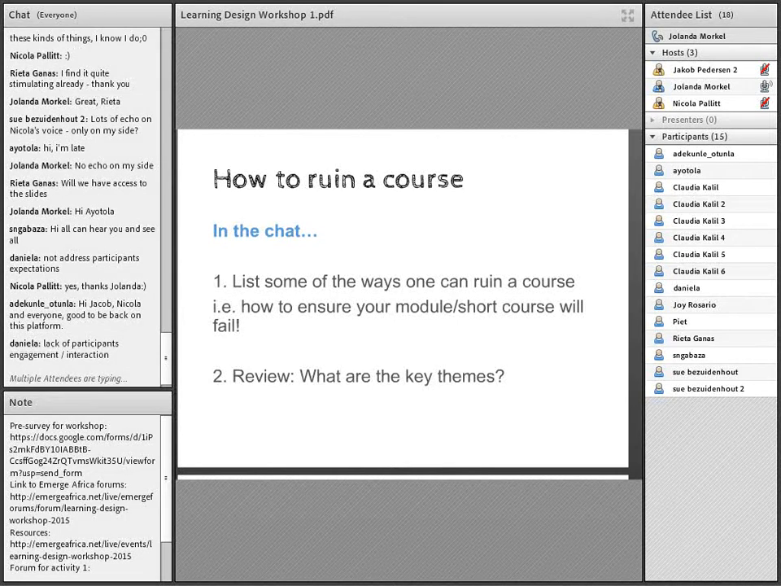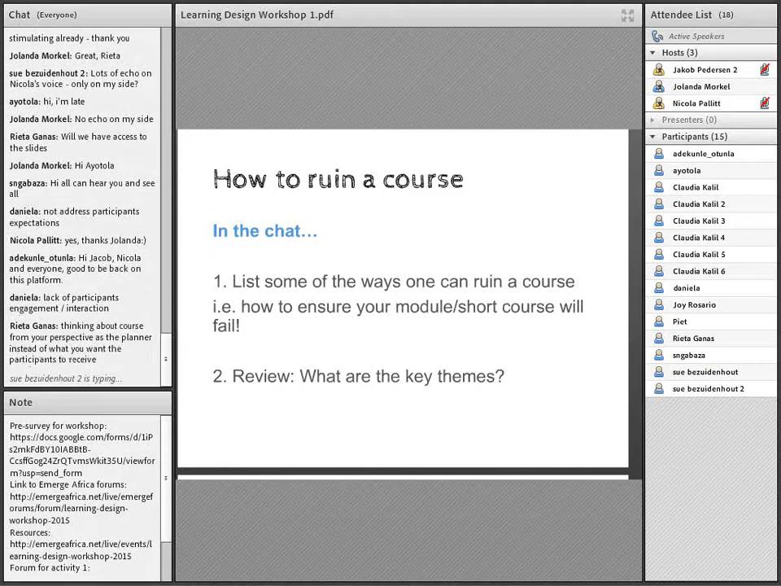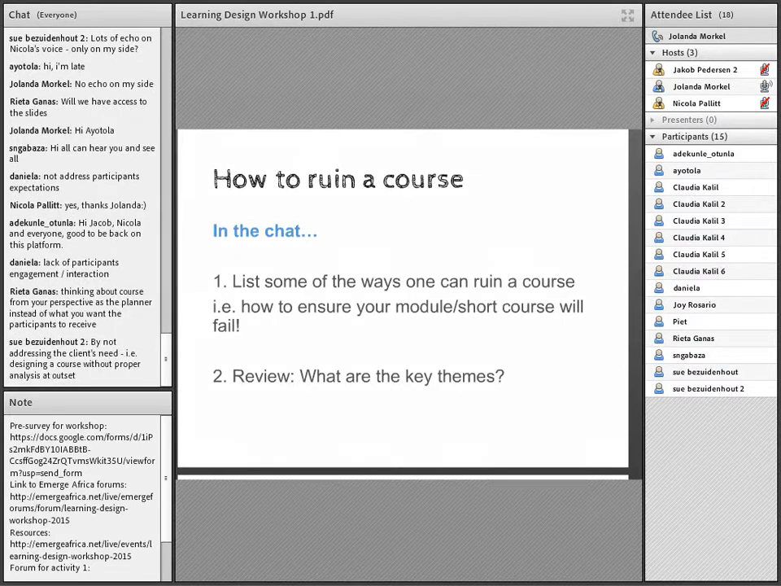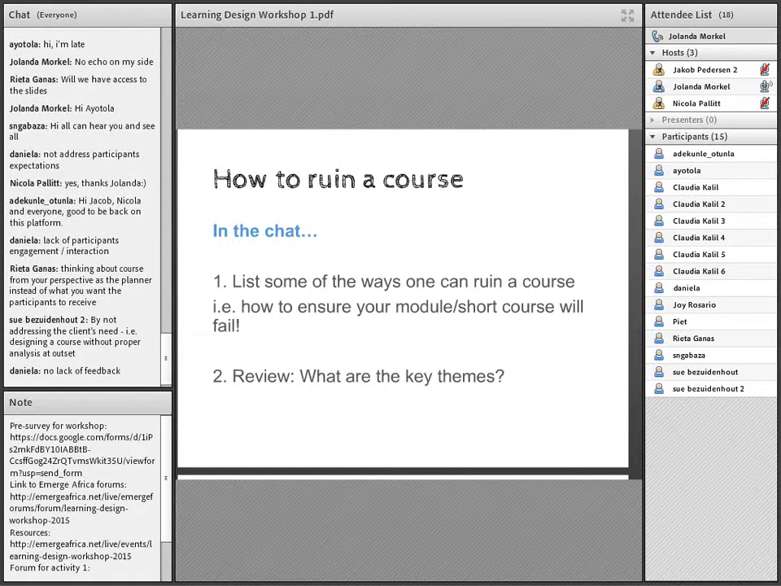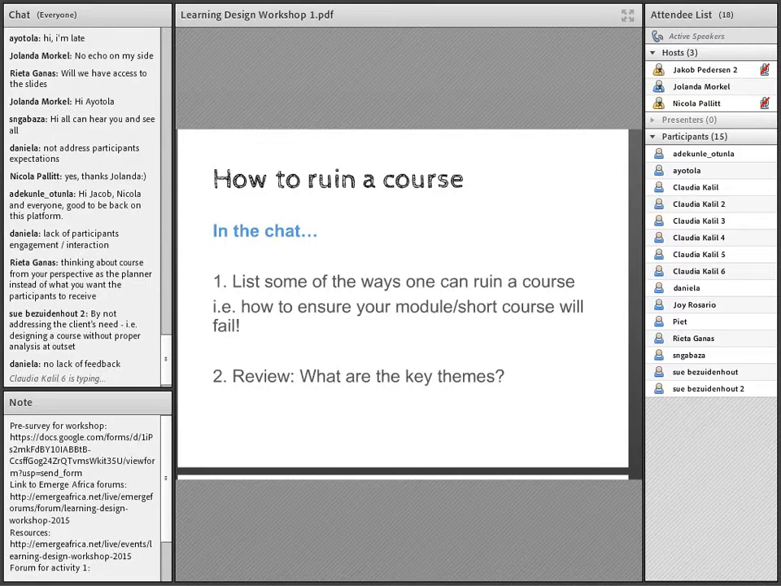Daniela is saying lack of participants' engagement and interaction. Yes, definitely. They're passive and they don't participate. Rita is saying thinking about the course from your own perspective, so you're not thinking about the learner. Sue's saying the same thing: not considering the recipient or the user or the participant.